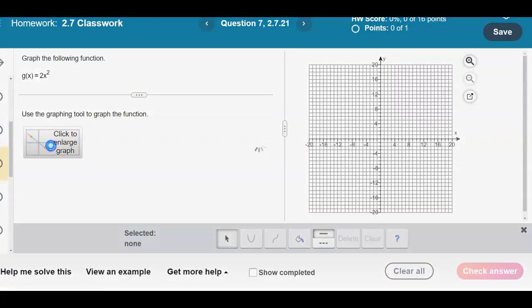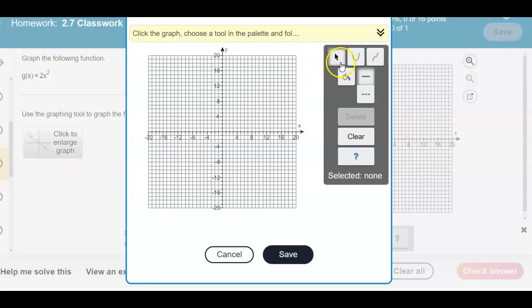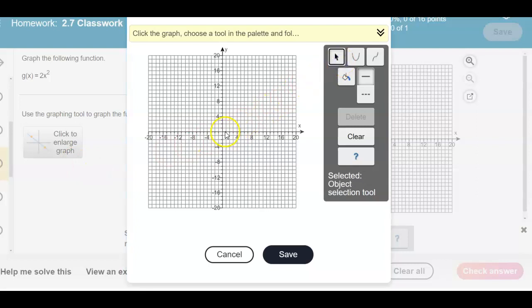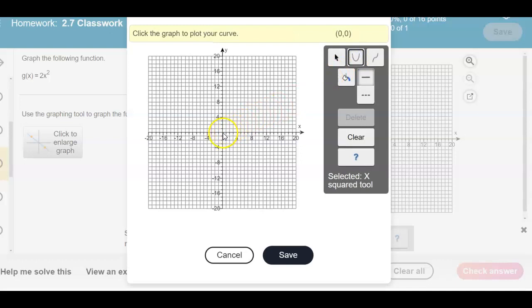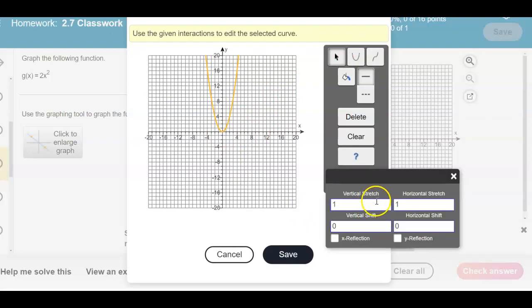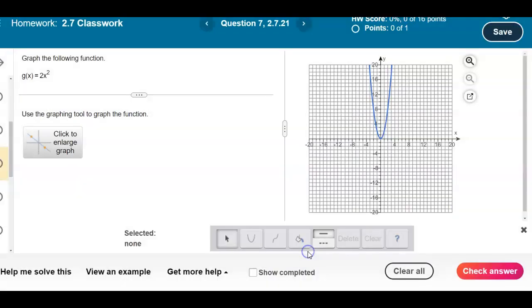So we're going to click to enlarge the graph, and then we're going to use this tool. You have a point that we're going to select, and we're going to select 0, 0. That's where you can see up here how the points are plotted. And then we have a vertical stretch. So we have to put that vertical factor of 2 here. Okay, and then let's go ahead and select save.